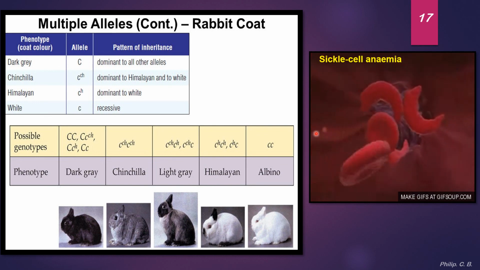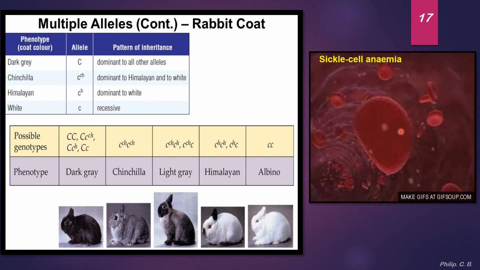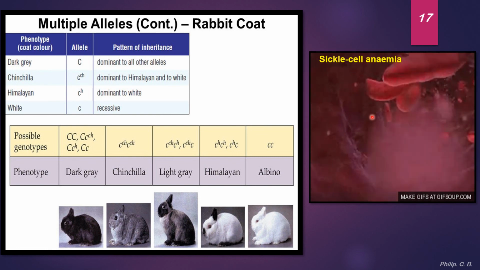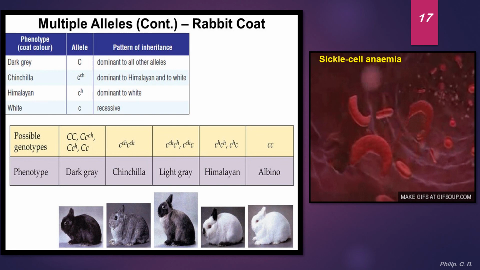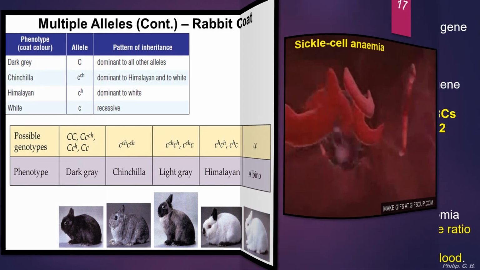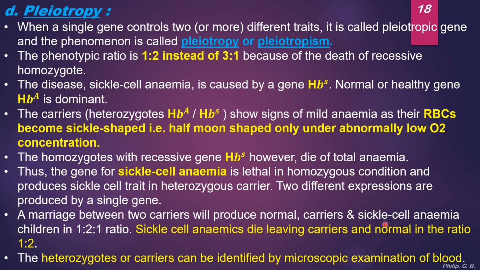Then you can see sickle cell anemia, where the usual spherical shape of the RBCs becomes C-shaped, the sickle shape, in sickle cell anemia. Then the fourth type is pleiotropy. Now that is what we just saw, sickle cell anemia.